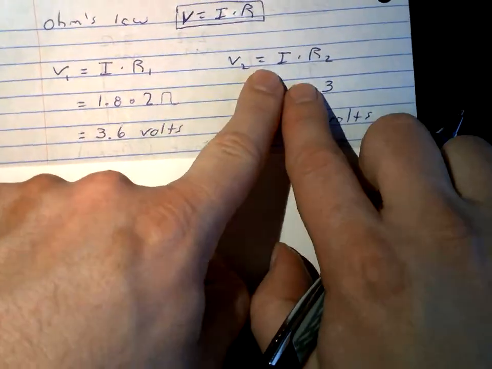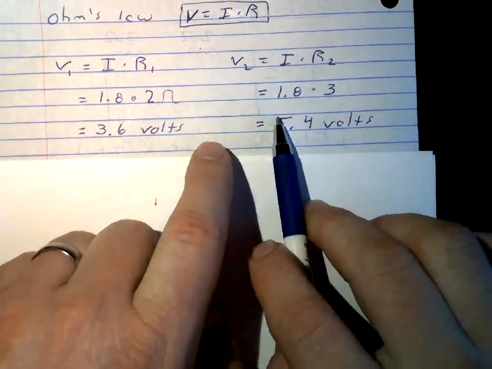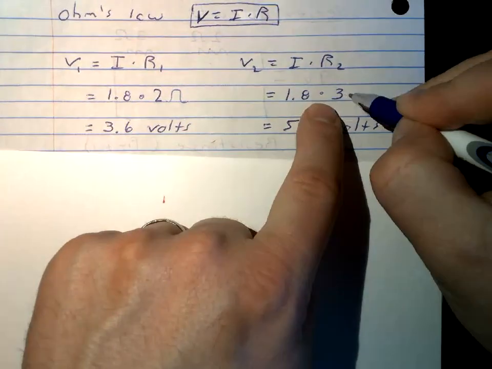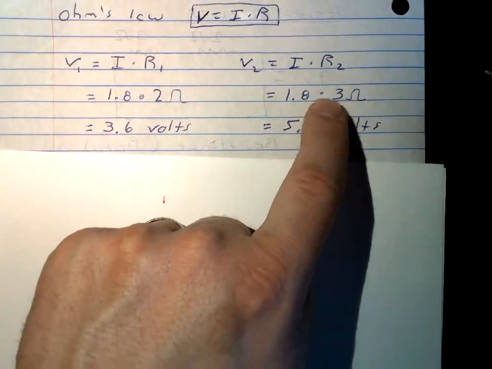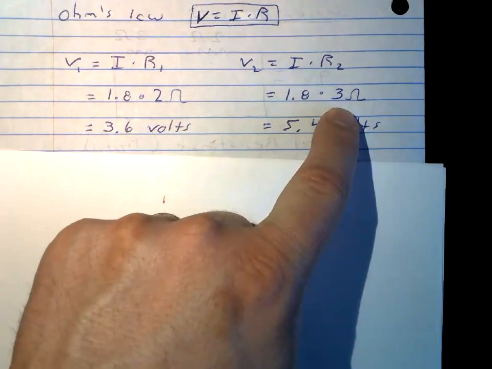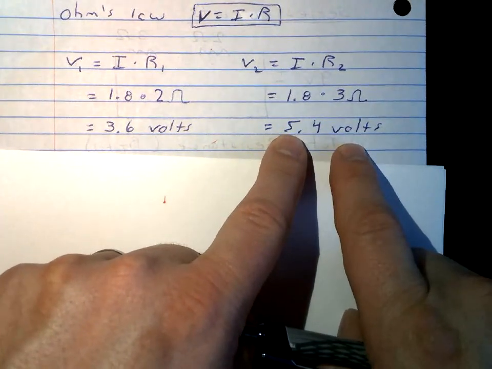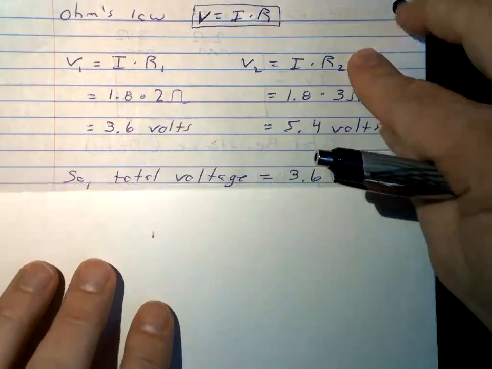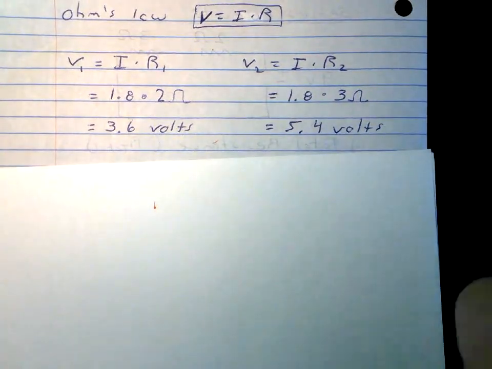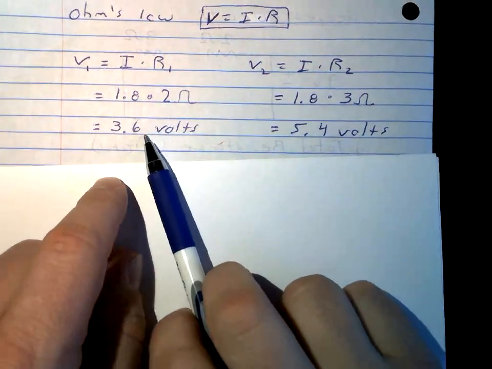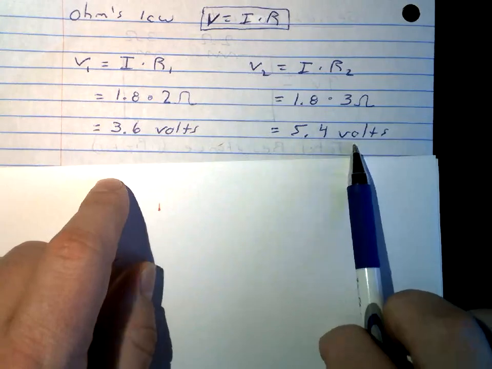Now take the resistor 2, and we're still going to take the same amps, and we're going to multiply that by 3 resistance, and we got 5.4 volts. Okay, do you see how that's going? Now, let's say that you're on the job. Maybe you want to check that, hey, is my math correct? If you take this number plus this number, what do you get?